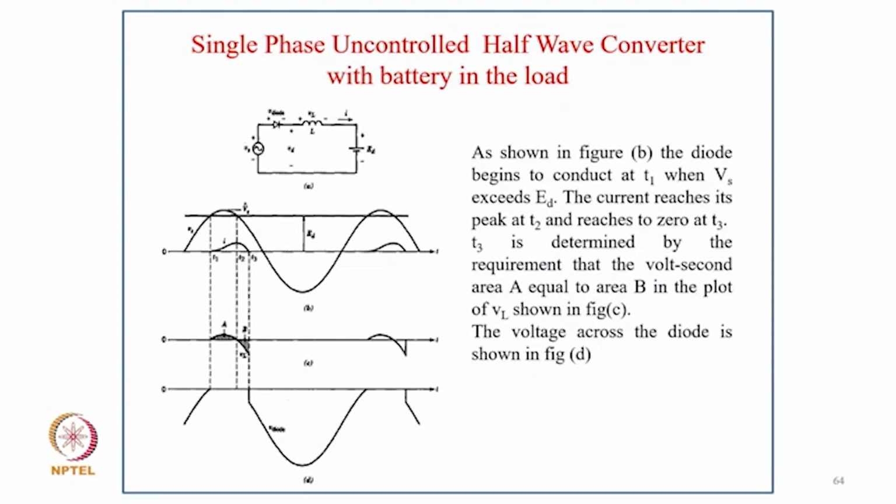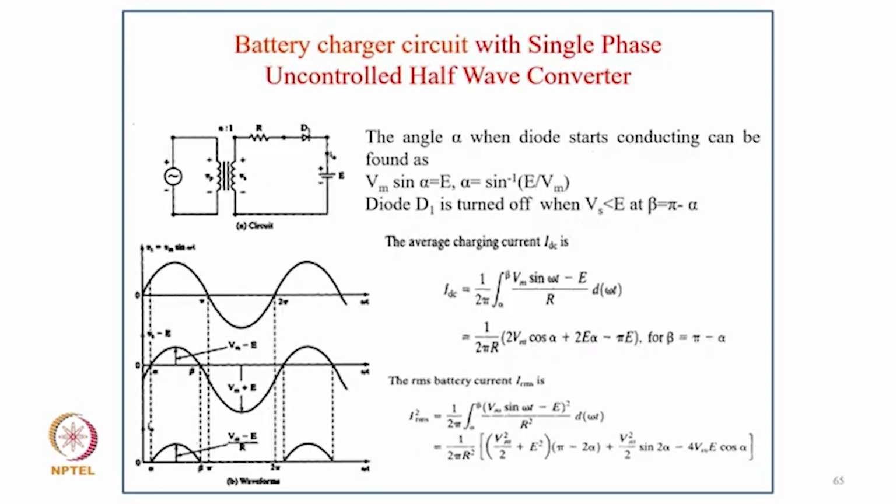Now taking a single phase uncontrolled half wave converter with a battery in the load, for simple low rating battery charging, you can see the voltage and current waveforms: the supply, the current flowing into the battery, the voltage across the inductor, and the voltage across the diode. As shown in the figure, the diode begins to conduct at T1 when the supply voltage exceeds E, the battery voltage. The current reaches its peak value at T2 and reaches 0 at T3. T3 is determined by the requirement that area A equals area B in the plot of VL shown in the last figure, and the voltage across the diode is shown in figure D.